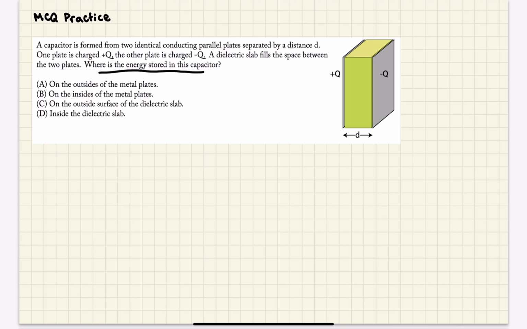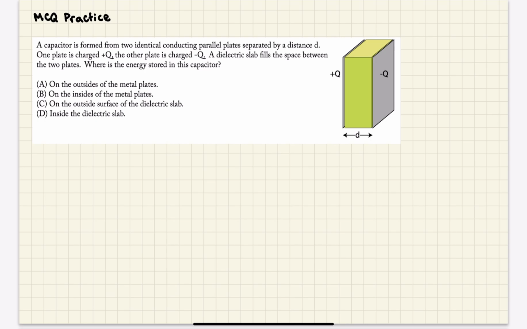It says, where's the energy stored in the capacitor? Outside of the metal plates is just here. Inside is like between the dielectric material and the plate. On the outside surface of the dielectric slab, that's kind of similar, but it also includes this surface. And then on the inside, that's just within the dielectric slab.